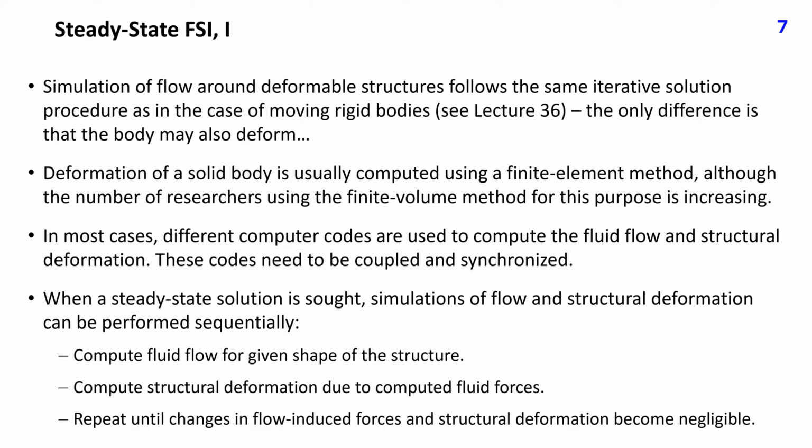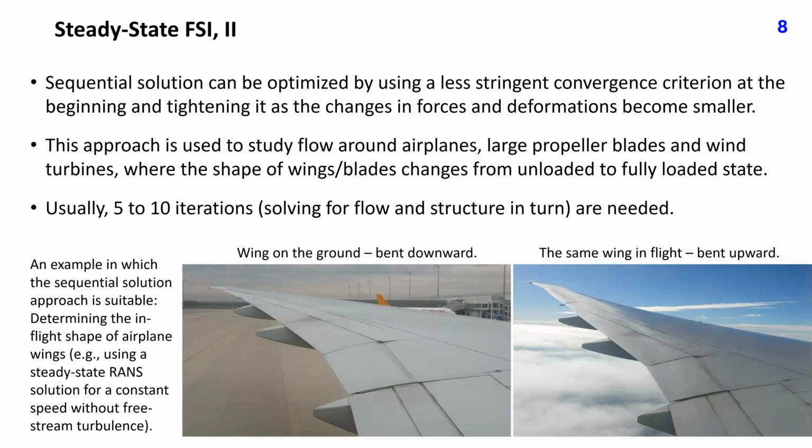When a steady-state solution is sought, simulations of flow and structural deformation can be performed sequentially. Compute fluid flow for the given shape of the structure, compute structural deformation due to computed fluid forces, and repeat until changes in flow-induced forces and structural deformation become negligible. Sequential solution of the governing equations in fluid and in solid can be optimized by using a less stringent convergence criterion at the beginning and tightening it as the changes in forces and deformations become smaller.